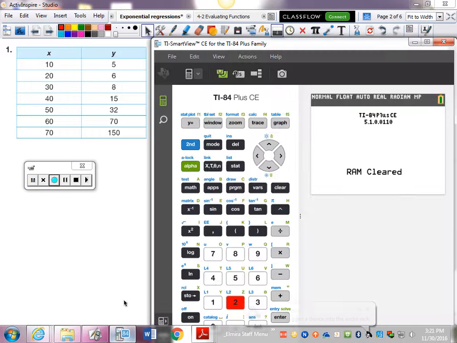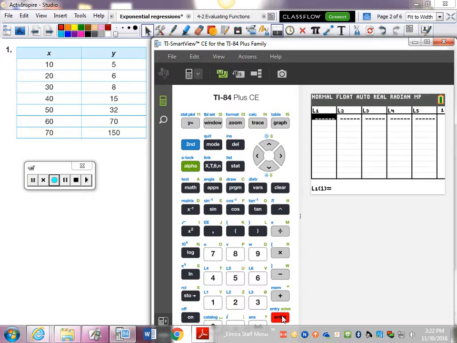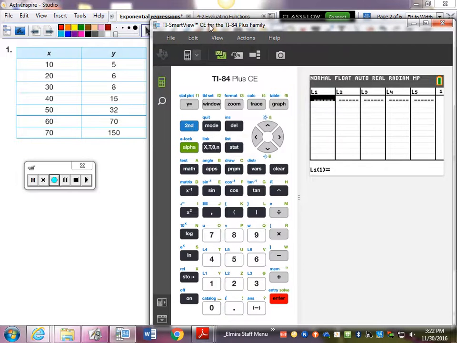Here's our video for exponential regressions. Okay, so you remember doing regressions before when we did linear regressions. You went into stat, first choice edit, and you put a list of values.